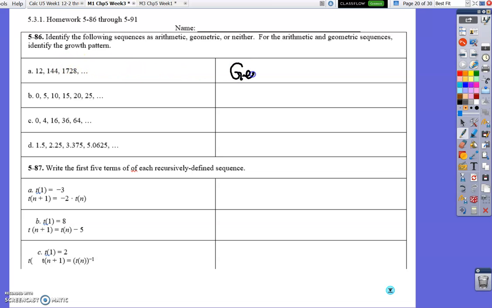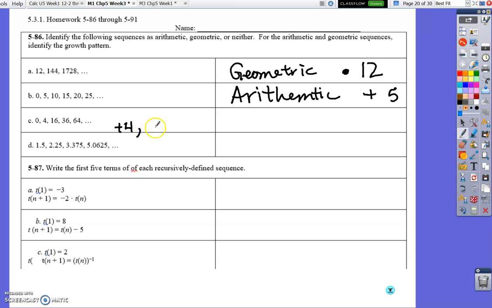So this is geometric, and I'm multiplying by 12. This one, 0, 5, that one's arithmetic, and I'm adding 5. 0, 4, 16, 36. I'm not timesing because 0 times anything would be 0, so it's not geometric. I'm adding 4, then add 12, then add 20. So this is neither. And I'll leave you to do D.